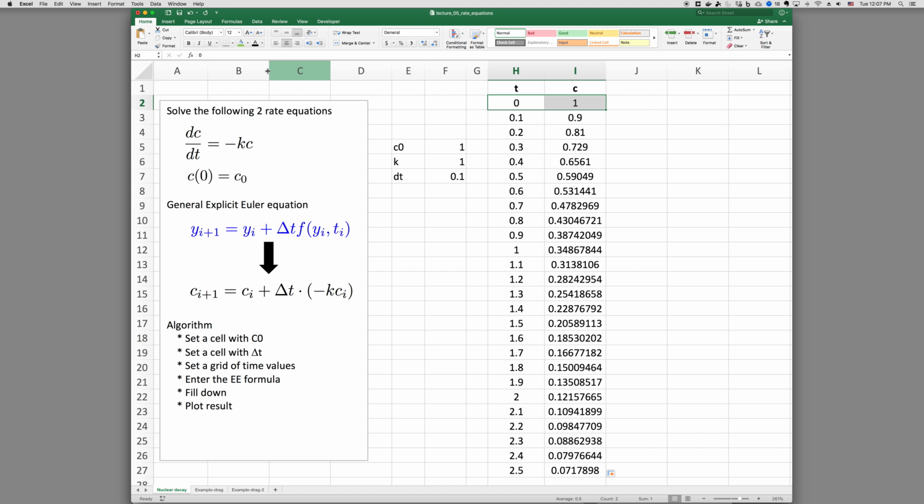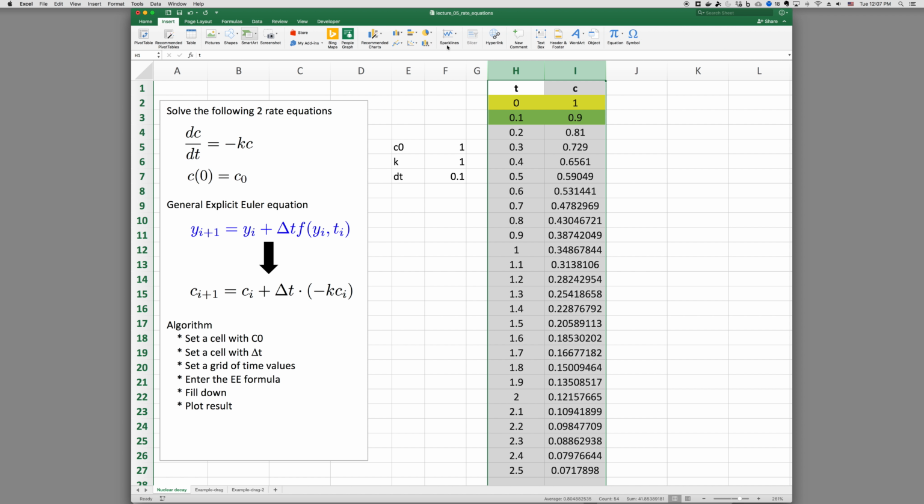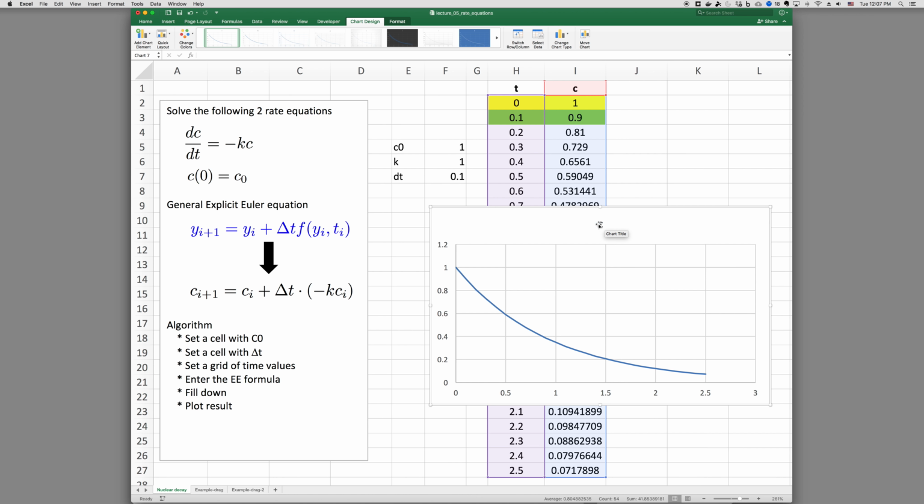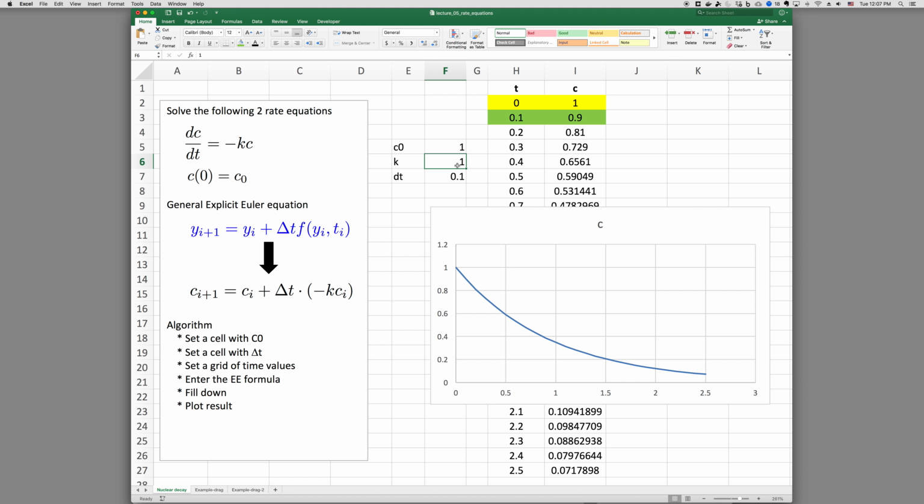Now let's paint these cells yellow to indicate the initial points, and we'll make these green to indicate the cells with equations, and we fill these two down to get our solution. Now we can highlight these and plot, and we get our solution. So let's go ahead and make this 0.2, to see a little bit more of the curve.